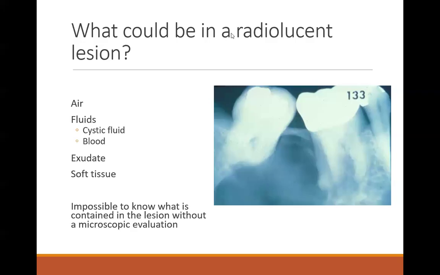So what could be in a radiolucent lesion? It could be air, it could be hollow essentially, it could have fluid like blood, cystic fluid, exudate, which is pus, excessive white blood cells. It could have some soft tissue built up in there. So really there's no way to know. There's oftentimes granulation tissue as well. That's the soft tissue. But if it's a cyst, it's usually much larger and looks different than if it's a periapical abscess.